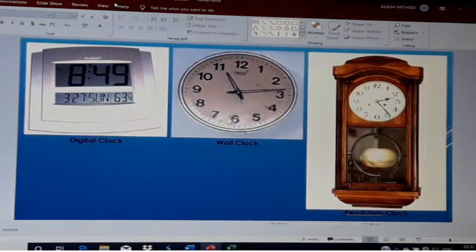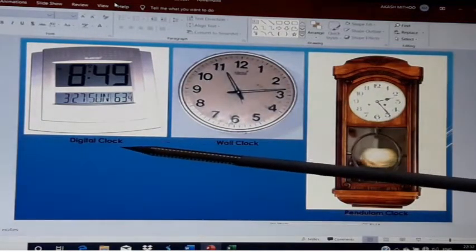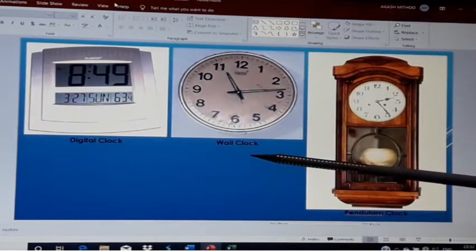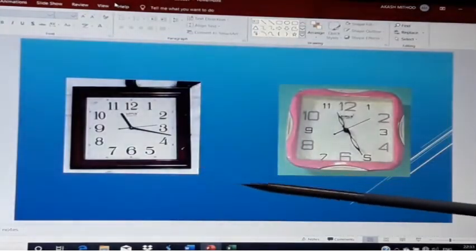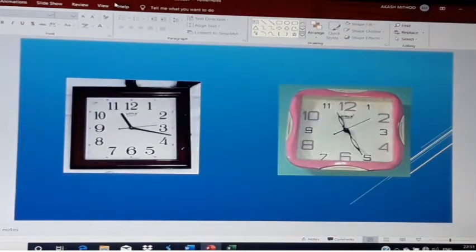Children, what do you see here? This is a digital clock. This is a wall clock and this is a pendulum. Some more clocks. Children, what is the use of these clocks? Why are these clocks kept in our houses? Yes, you are right. Clocks tell us time.